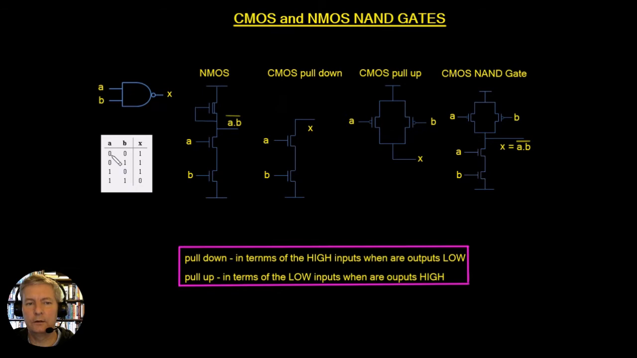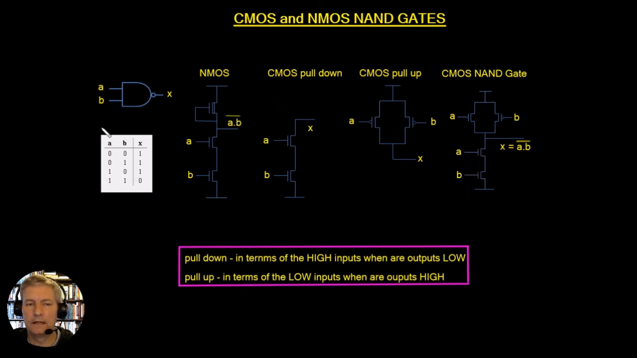So it means finally, in order to get the full truth table, we take the pull-up network, that's the pull-up network here, which is just this one, and we take the pull-down network, which is this one here, and we put them together. And we can see here then, this is the final CMOS NAND gate, and this is the final output here, which is the NAND of the two inputs A and B.